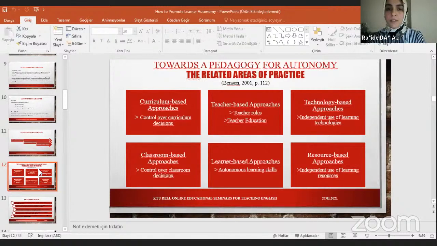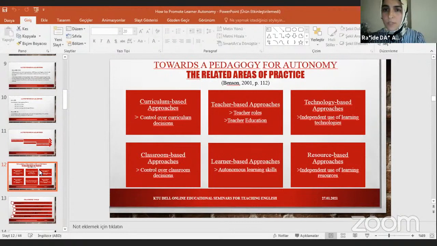In teacher education, as I said, we should maybe be researchers by conducting some research in the field. We can revise, or we can provide some information for the authorities to have some kind of changes in teacher education as well. Or technology-based approaches.